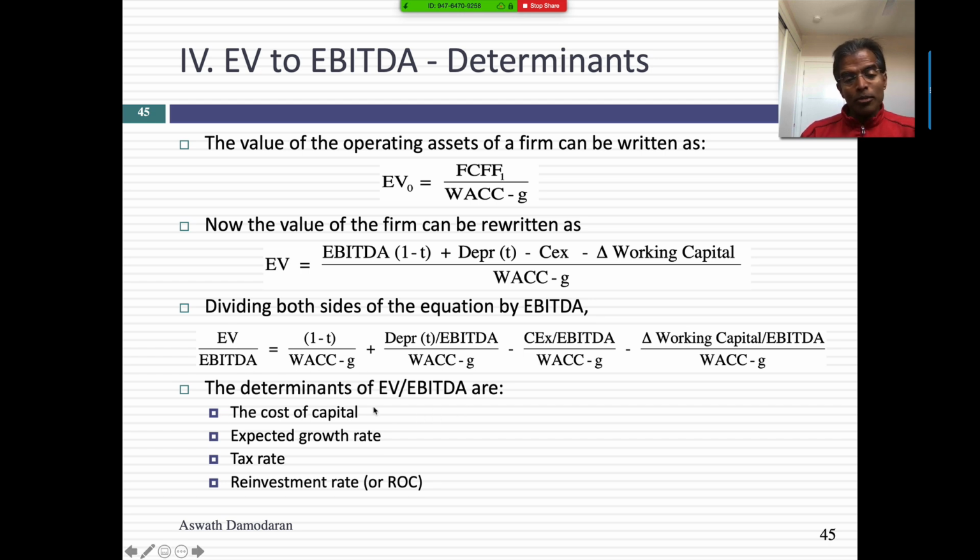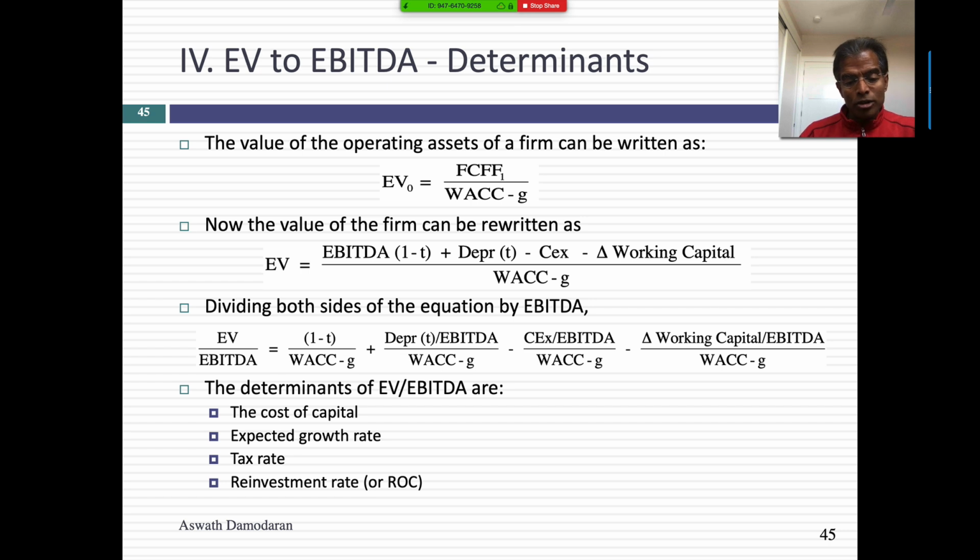So here are the determinants of EV to EBITDA. The first is your cost of capital. The higher your cost of capital, the lower the EV to EBITDA. The second is your growth rate. The higher your growth rate, the higher the EV to EBITDA. The third is your tax rate. The higher the tax rate, the lower the EV to EBITDA. And the final variable is the reinvestment rate, or put differently, the return on capital.